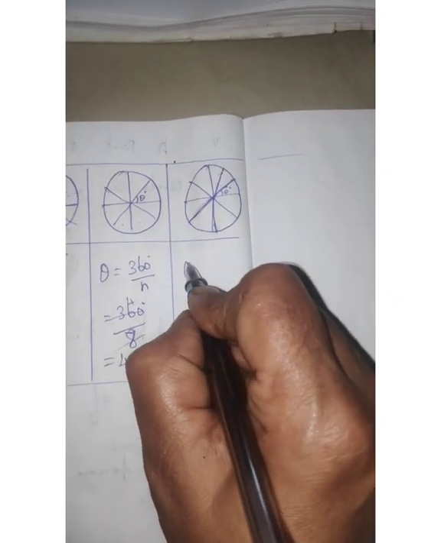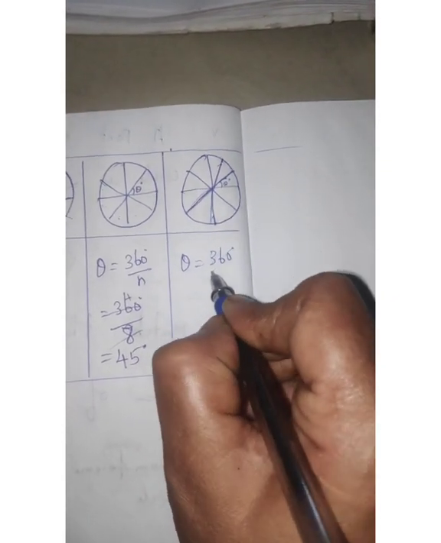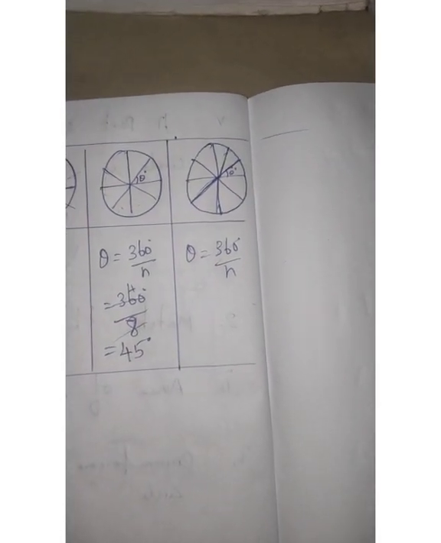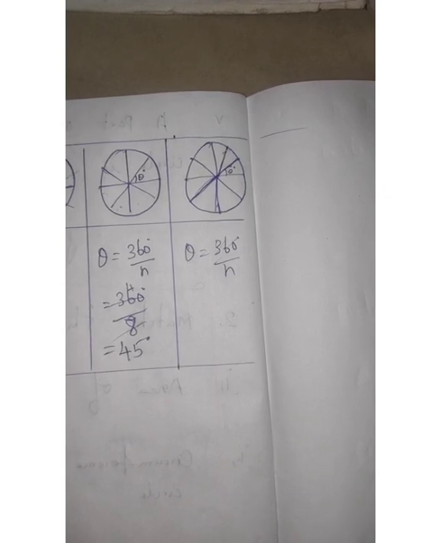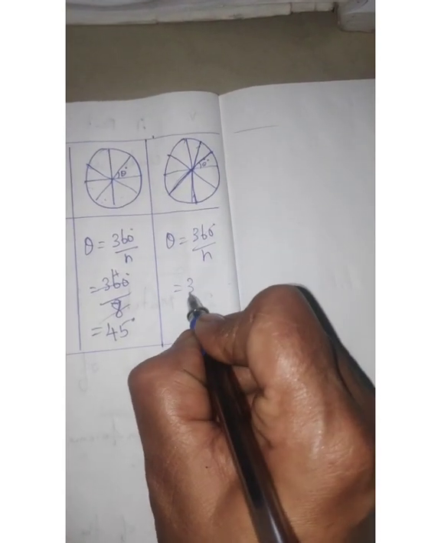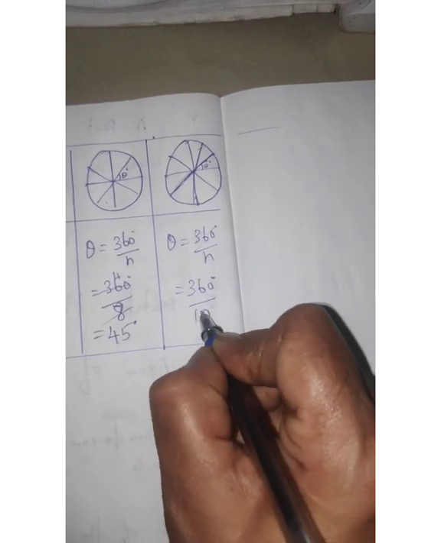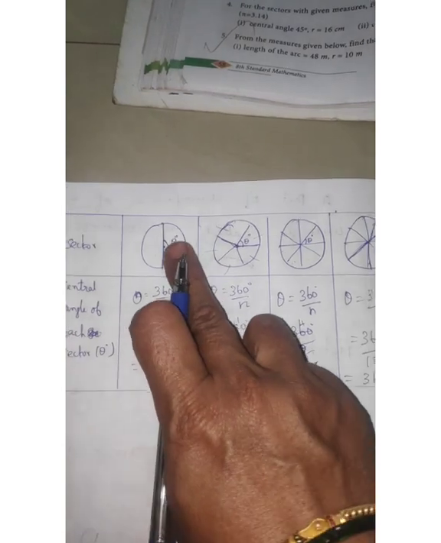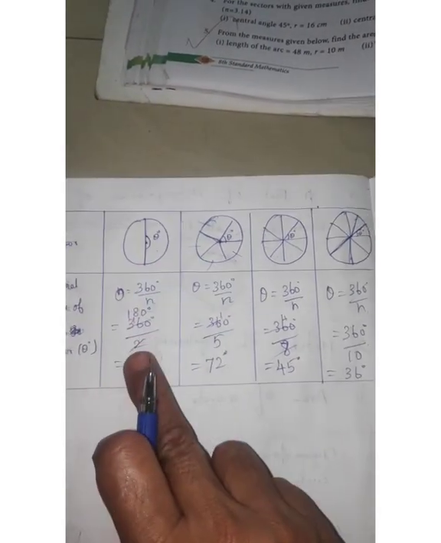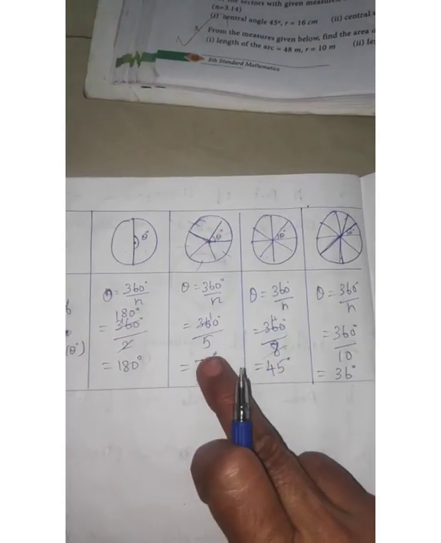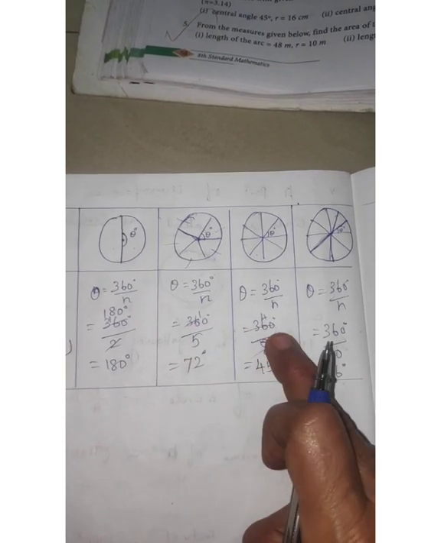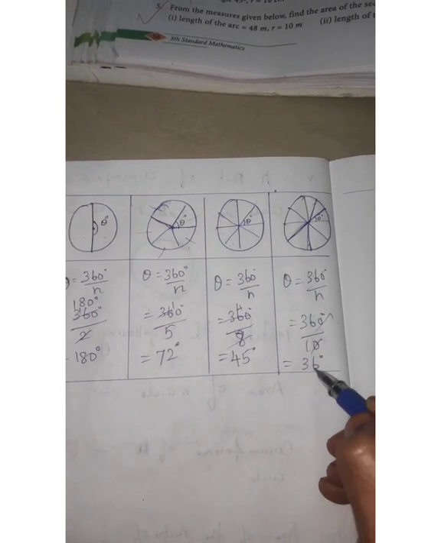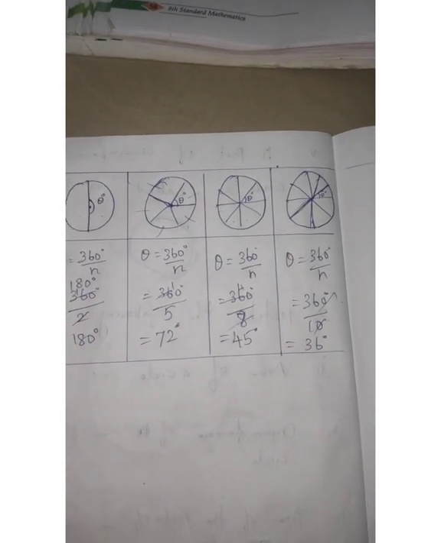Next question, theta equals 360 divided by n. How many parts are there? 1 2 3 4 5 6 7 8 9 10 parts are there. So 360 degree divided by 10 equals 36 degree. Very easy sum. 360 divided by how many parts? 2 parts, divided by 2. Here how many parts? 5 parts, divided by 5. 360 divided by 8. 360 divided by 10. The 0s cancel. Answer is 36 degree.